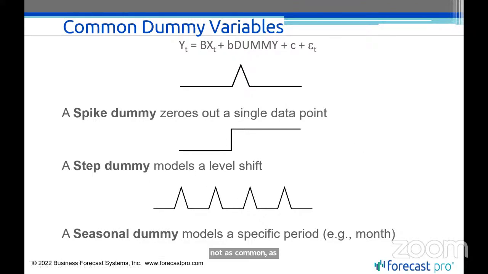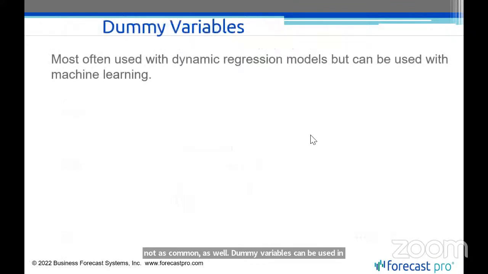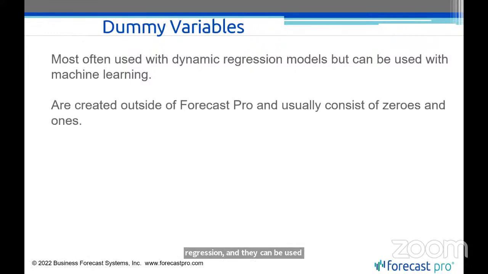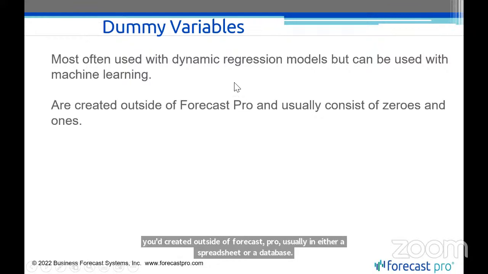Dummy variables can be used in regression, and they can be used in machine learning. And they can be useful in a variety of circumstances. They're created outside of Forecast Pro, usually in either a spreadsheet or a database. They usually consist of zeros and ones, but they don't have to.